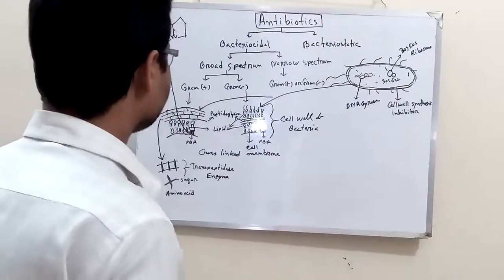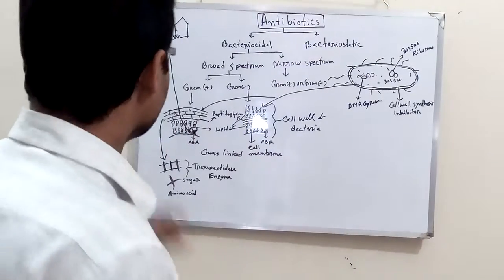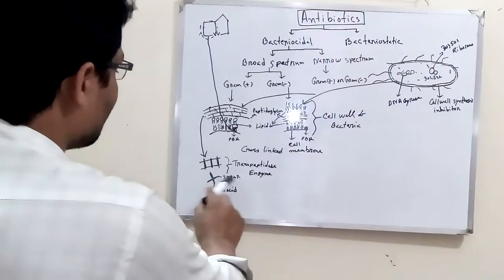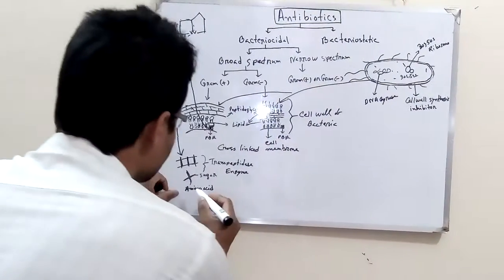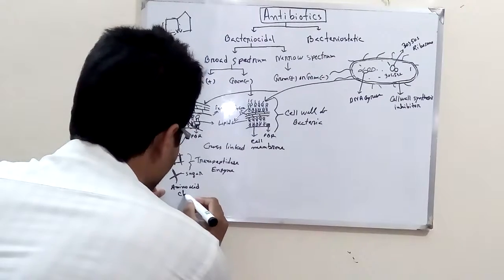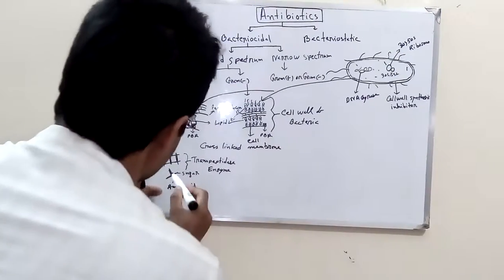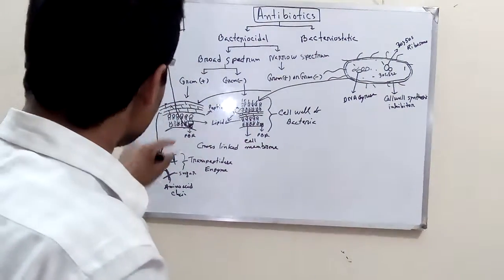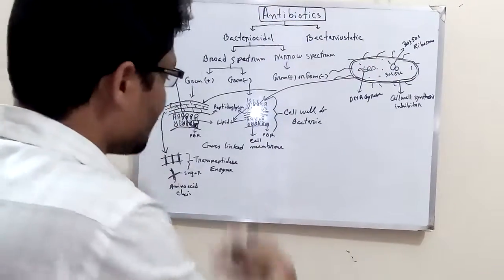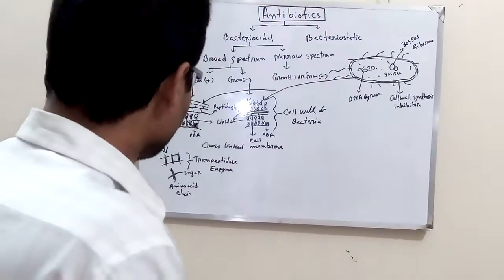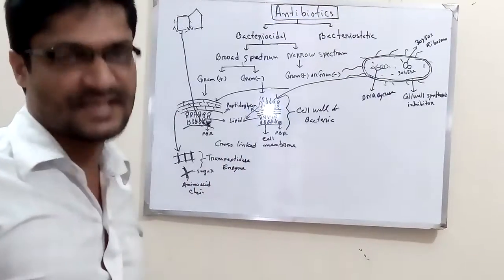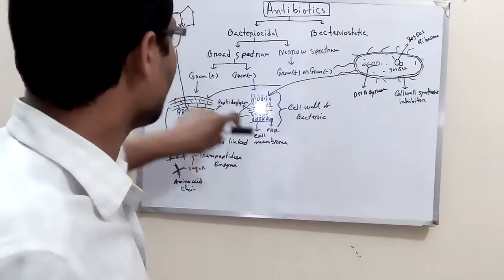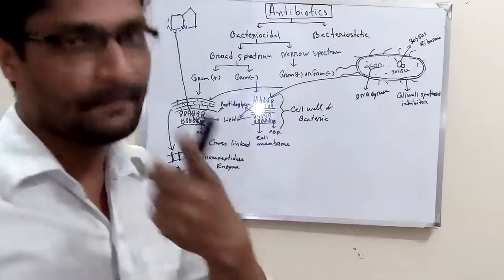If we zoom in on the peptidoglycan, we see sugar and amino acid chains, and these attach to each other to form the peptidoglycan. This enzyme is called the transpeptidase enzyme. The transpeptidase enzyme forms the peptidoglycan, and it is very essential for bacteria.